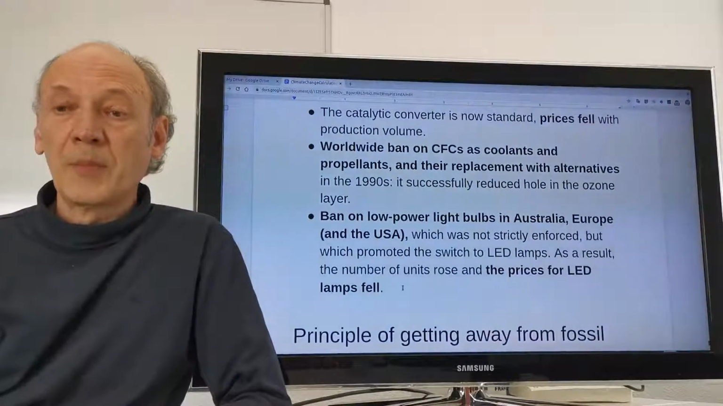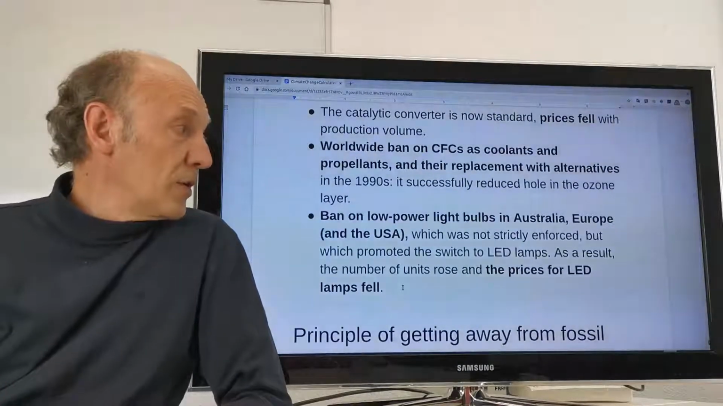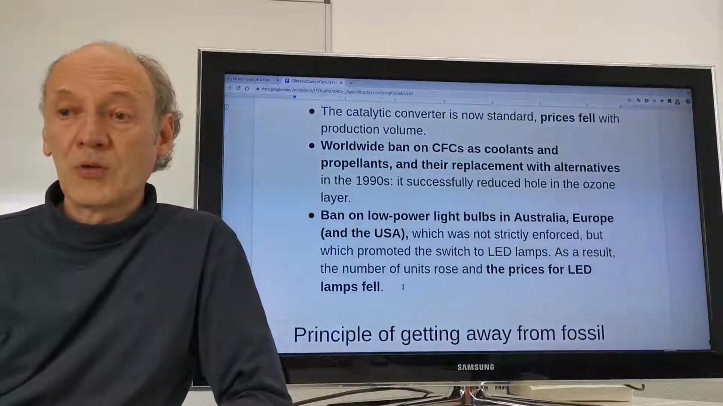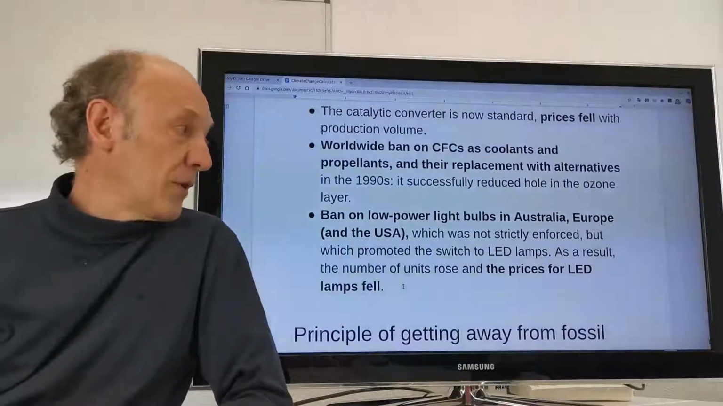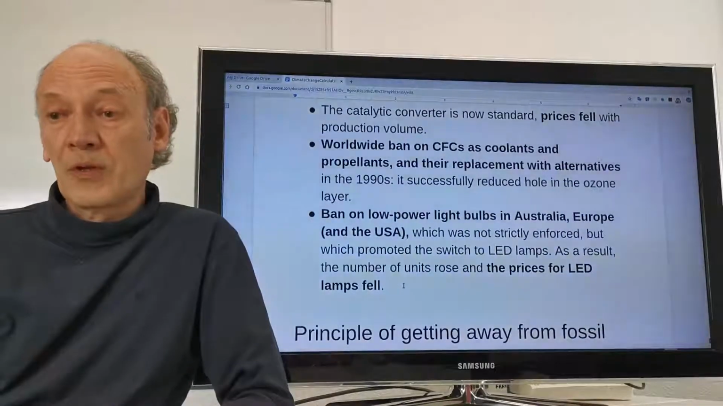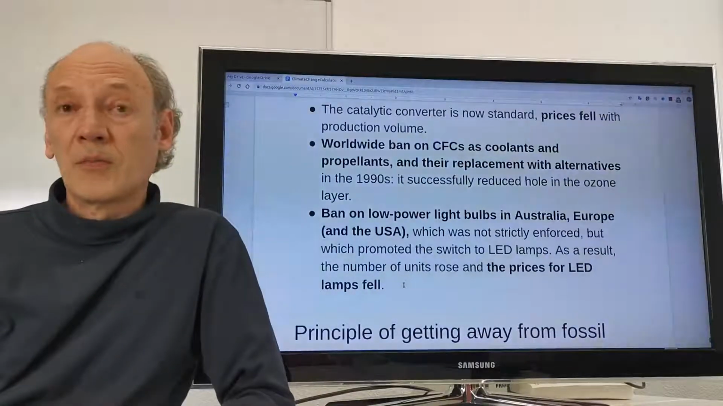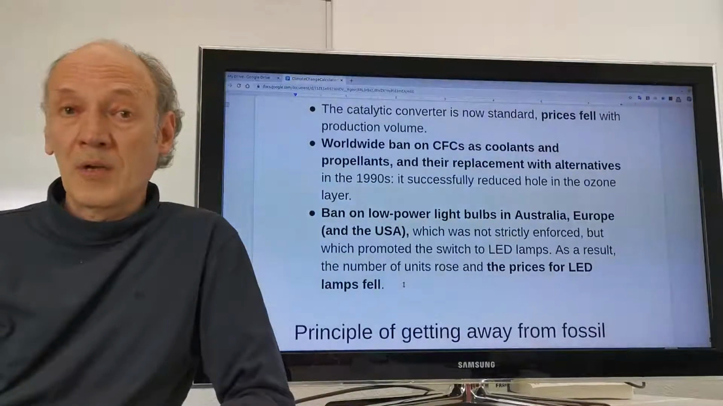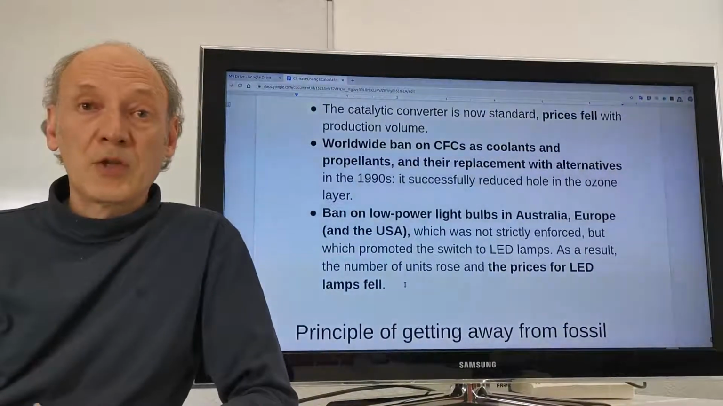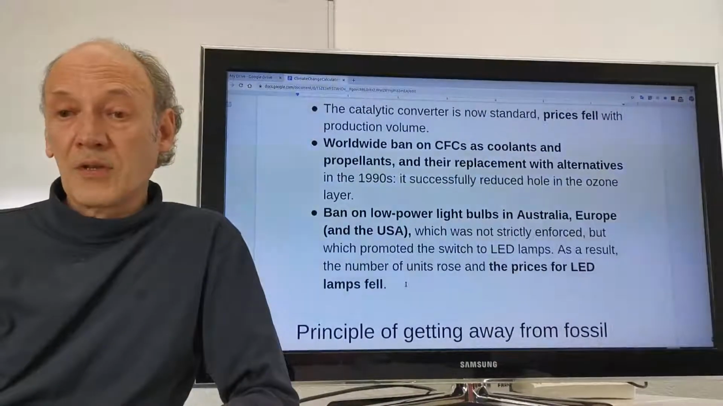Then later we had this ban on low power light bulbs in Australia and Europe and also the US, which was not strictly enforced, but it promoted the switch to LED lamps. And as the result, the number of units rose, so many more LEDs were produced, and as a result, prices fell a lot. And now LEDs are in price comparable to earlier light bulbs, but they have many more advantages, like much less energy consumption and also lifespans of decades instead of just a year.